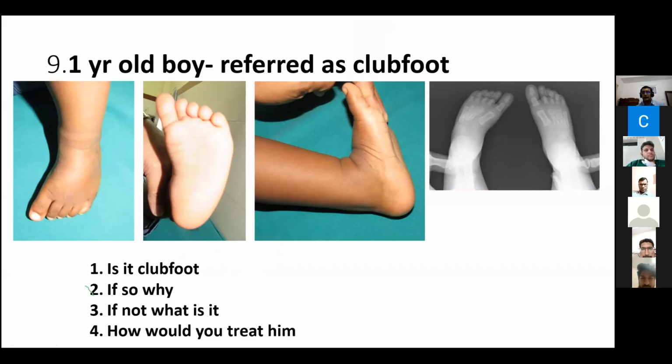So it's metatarsus adductus. Now, why did you say that it is metatarsus adductus? What is the reason? Tell me the 2 reasons why you said it is a metatarsus adductus. Both the pictures are given there.